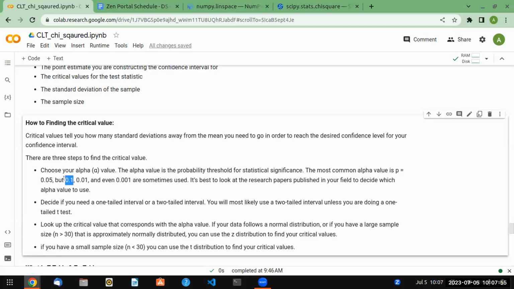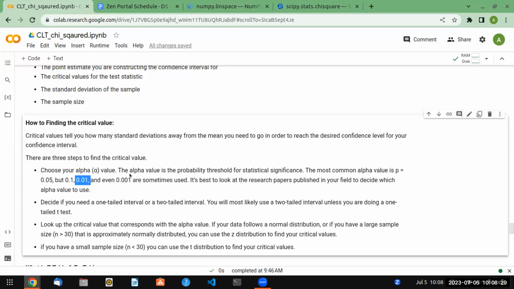If you are choosing alpha equal to 0.1, what is the confidence percentage? What is the 1 minus alpha value here? Not 99, 0.9, 90%. So 0.1 means 90%. 0.01 means 99%.